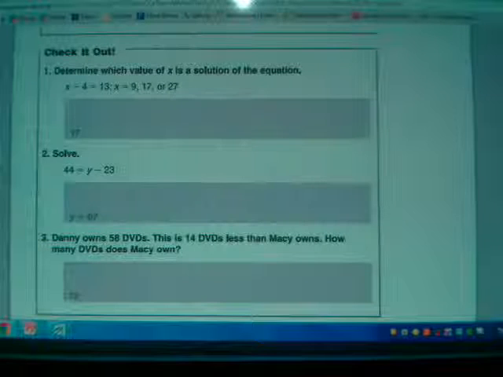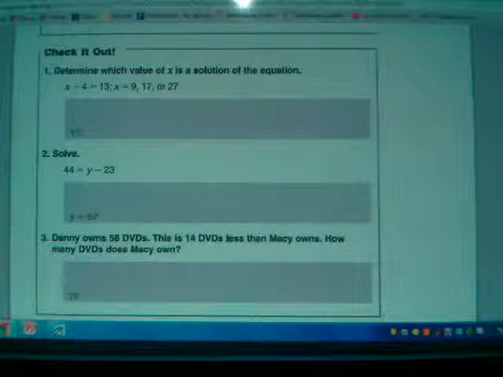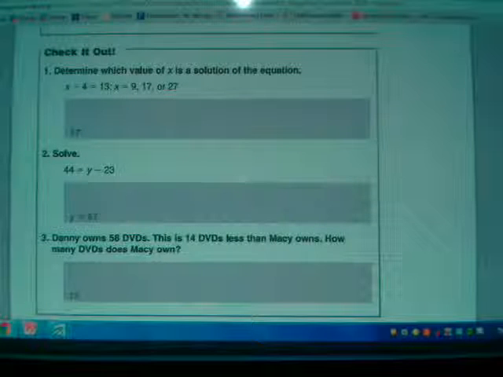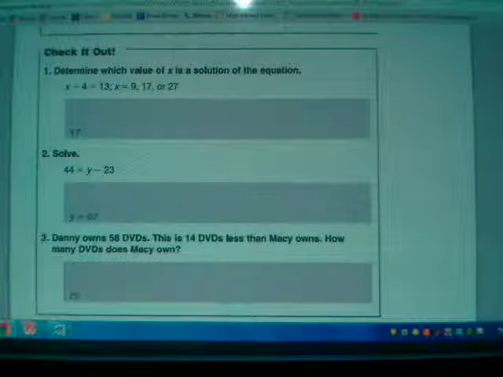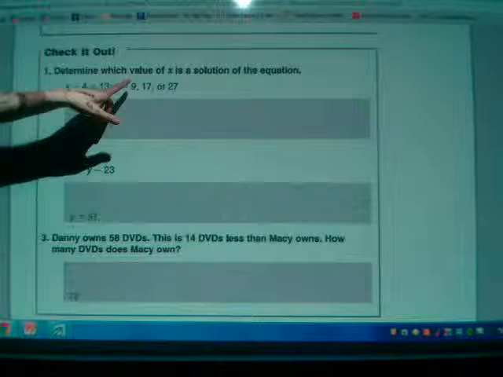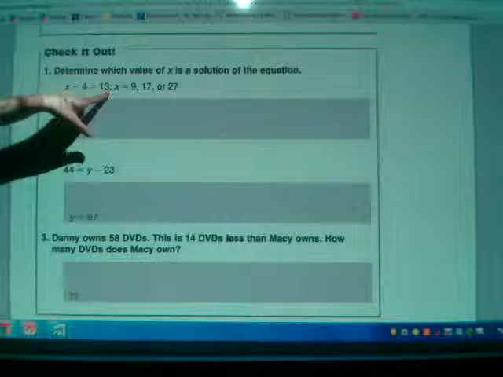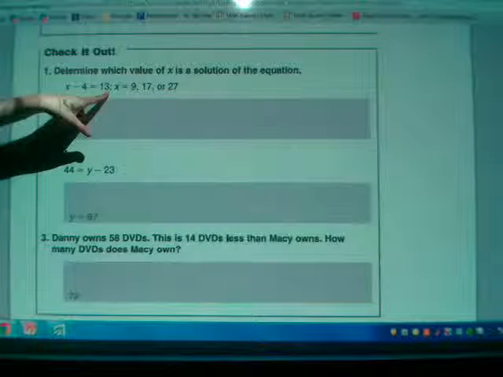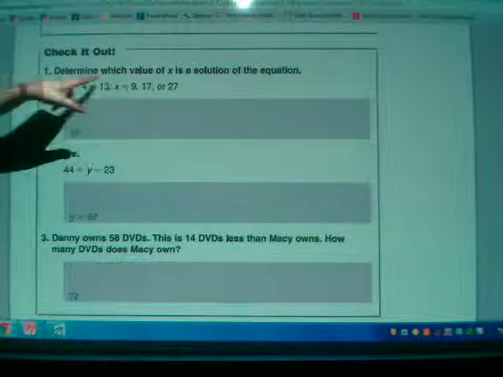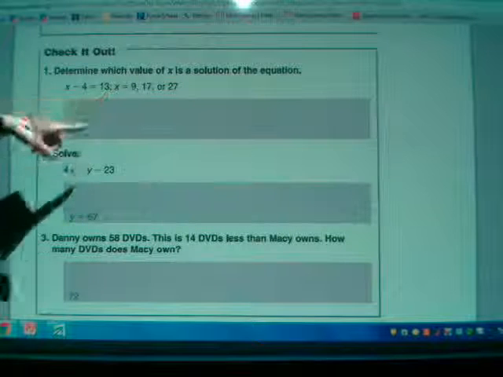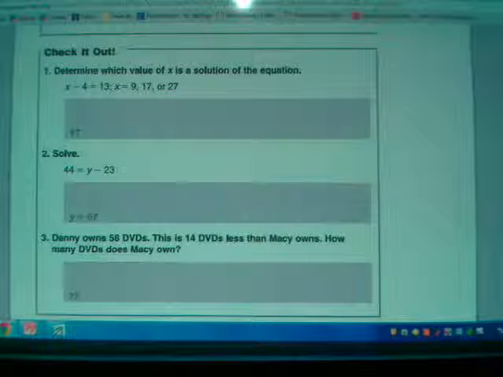Okay, so let's conclude this here with the check it out examples, questions 1, 2, and 3. In the first question there, much like the first example, they're suggesting different solutions and you have to go through and check to see which one is the actual solution. And again, you do this by plugging in that value for x. So I start off with 9. 9 minus 4 is 5. Well, that does not make the same thing as the other side, which says 13, so it is not a solution. Then we try 17. 17 minus 4 is 13. The other side does say 13, which means 17 has to be a solution.